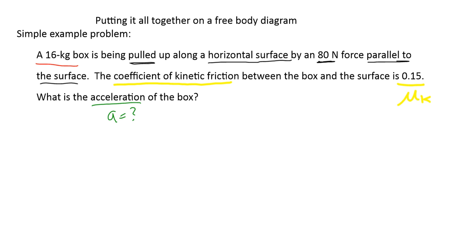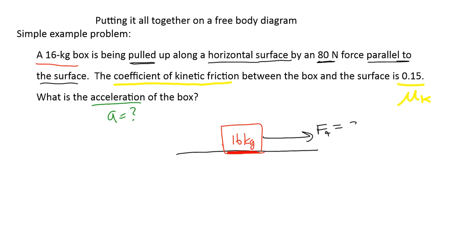So let's draw a simple free body diagram. I'm going to draw the surface. We'll assume that that's horizontal. And I'm going to put a 16 kilogram box resting on this surface. Okay, that's the mass of the box, and it's simply sitting on this surface. It is being pulled along the horizontal surface by an 80 Newton applied force. So right away I'm going to say F_A is 80 newtons.